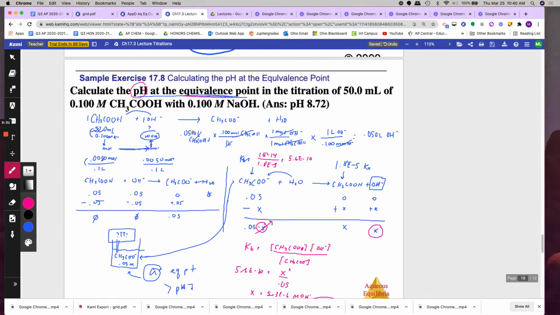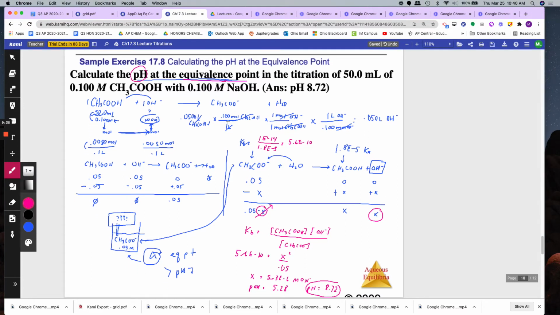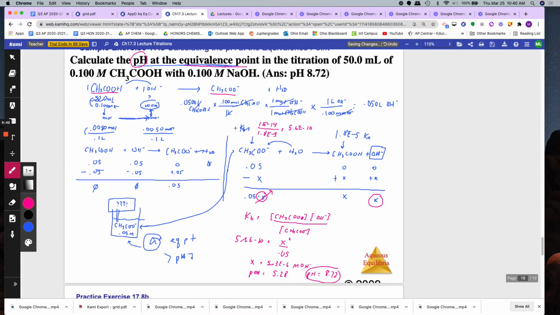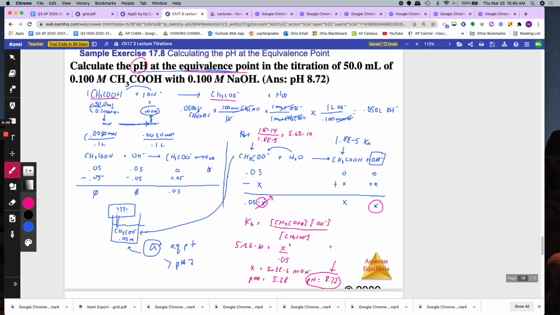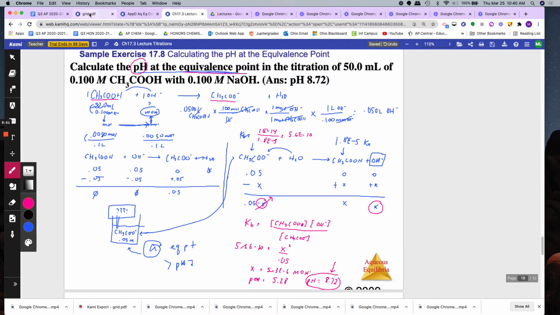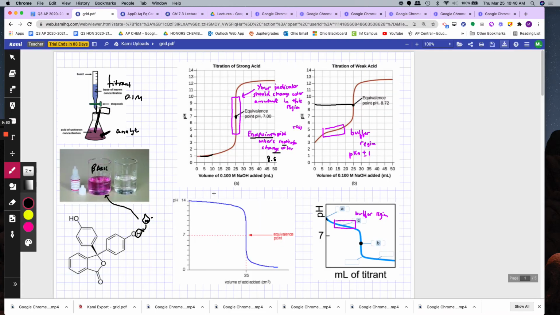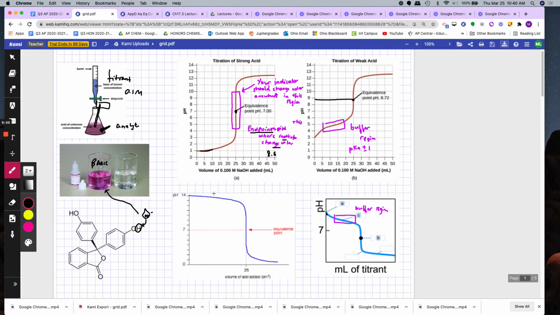Normally, if you have both strong acid and strong base, it will be pH 7. But since you have a weak acid, the conjugate base will hydrolyze and make your solution basic. So when you look at your titration curve, your equivalence point when you have a weak acid is a little bit basic.